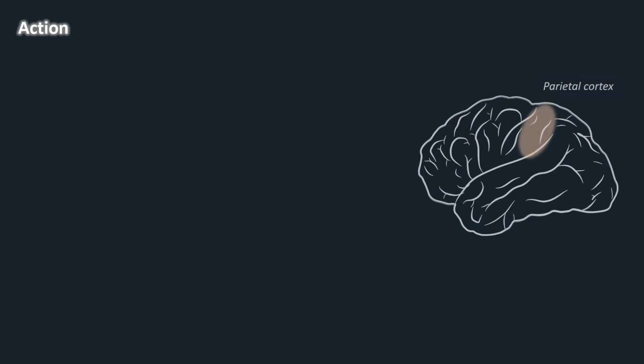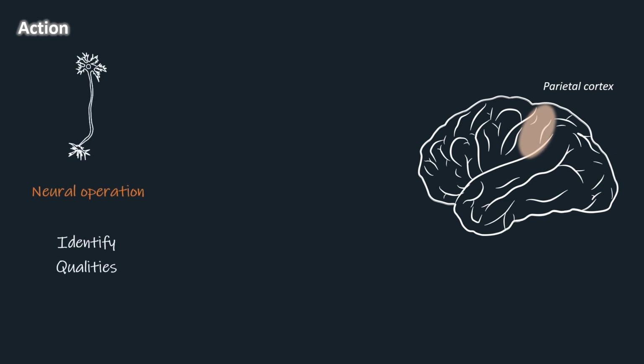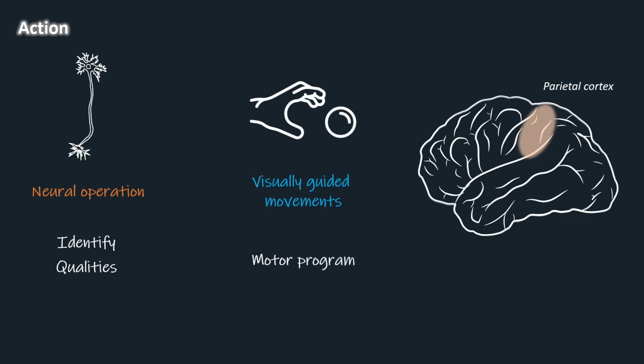The neural representation behind visually guided movements involves identifying targets, specifying their qualities, and ultimately generating a motor program to accomplish the movement. Neurons in the parietal cortex provide the visual information necessary for independent movement.